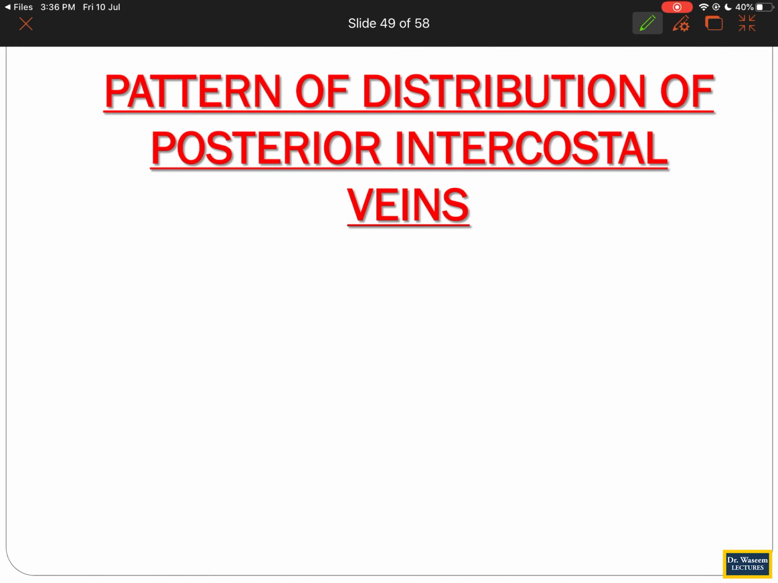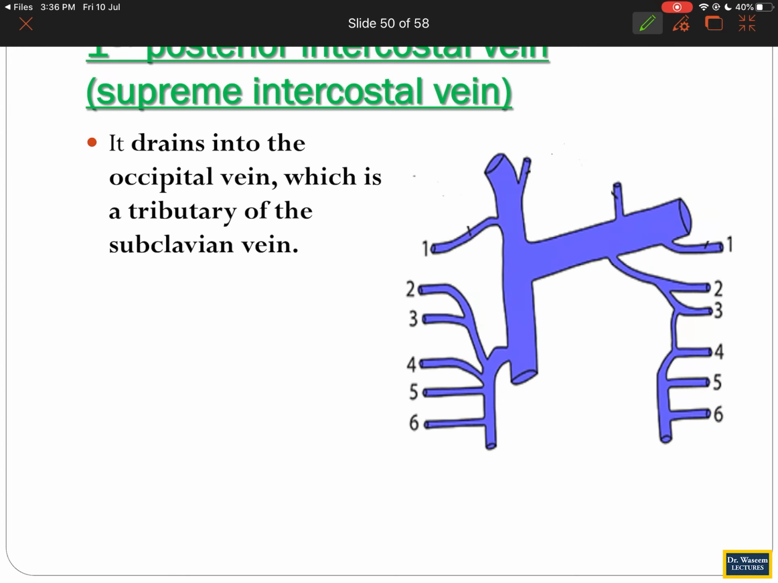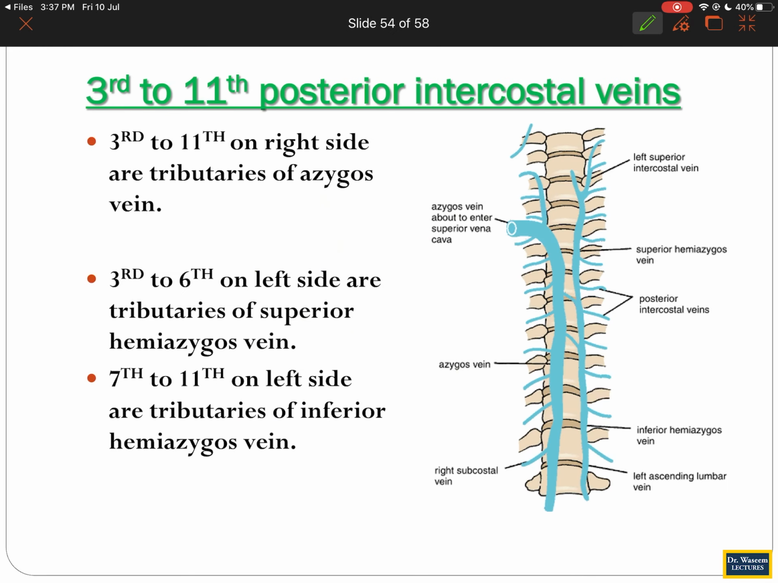Now about the posterior intercostal vein. Actually here the problem is that posteriorly, when the heart is lying in the middle, superior vena cava comes from here and inferior vena cava here. That means just behind the heart, aorta is present, but just behind the heart we don't have great veins as such. So posterior intercostal spaces are looking for their drainage system, a separate drainage system. And the separate drainage system basically happens like this.